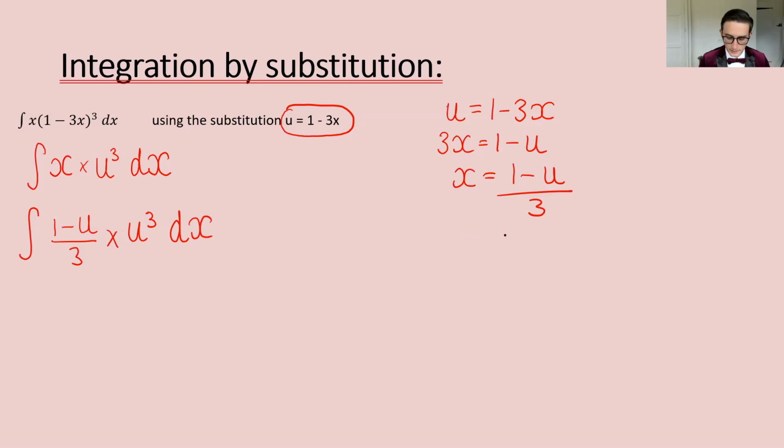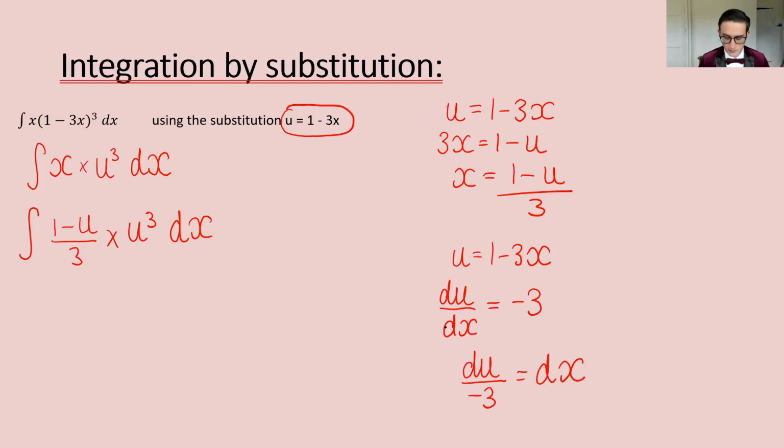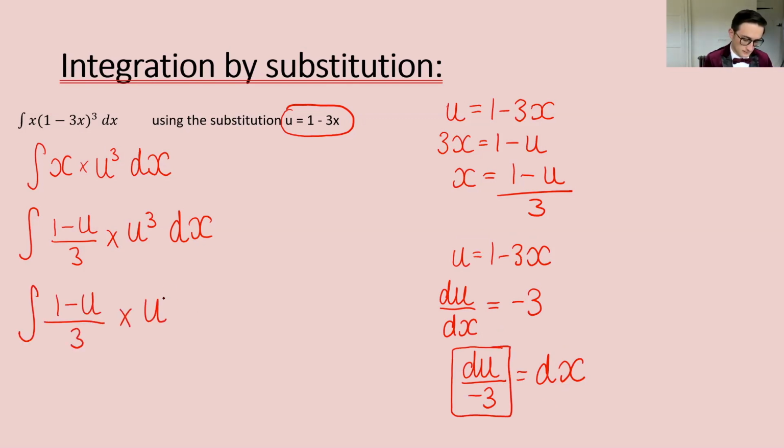So a couple of ways I could do this. I know that u equals 1 minus 3x. So if I differentiate that, du dx is equal to minus 3. And now if I rearrange that and make dx the subject, du over minus 3 equals dx, by timesing up by dx and dividing by minus 3. So I can replace dx with this.